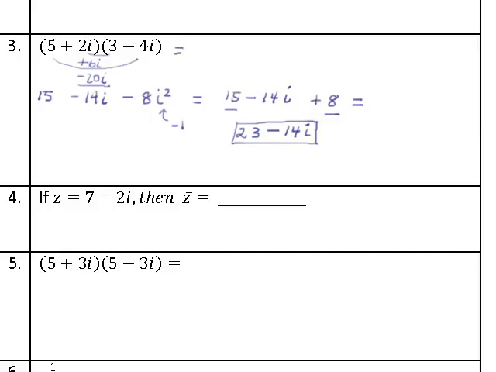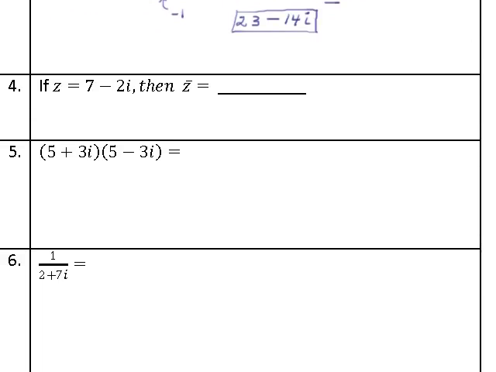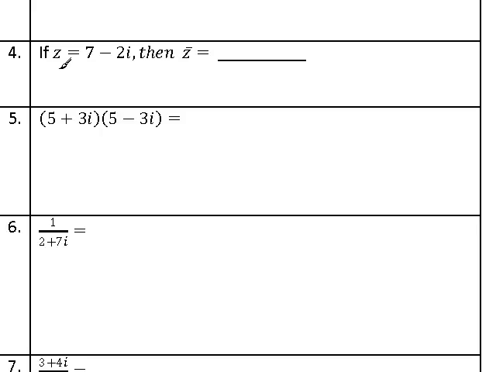In number 4, we're just looking at some notation. This says if the variable z is equal to 7 minus 2i, then what is z bar? Let's remember that that bar notation means take the complex conjugate. So z bar would be, in this case, 7 plus 2i. Again, bar on top means take the complex conjugate. If this is negative, the complex conjugate has a plus.